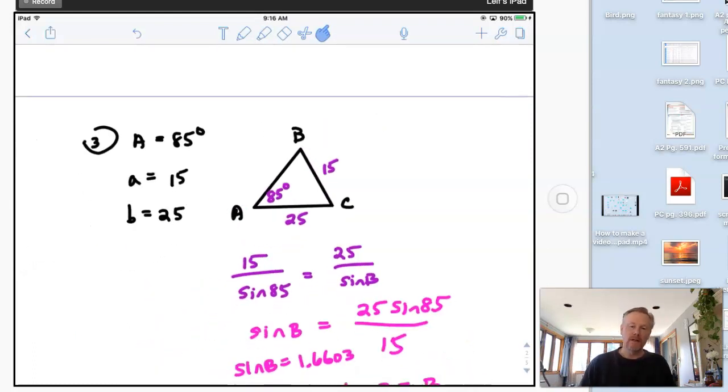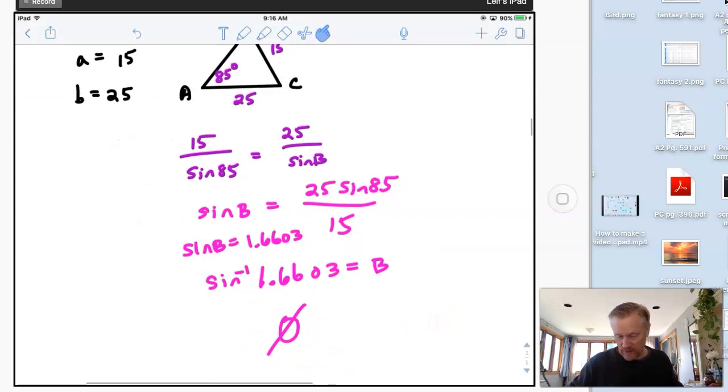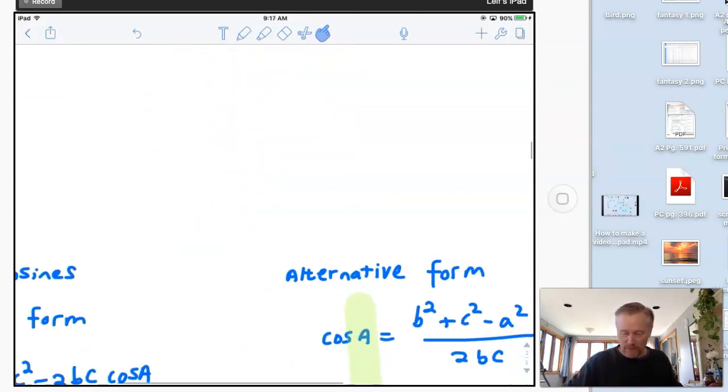Like I said, it doesn't come up that often, but once in a while you do see it. So if you get one of those, don't think that you messed up. You might want to take another look to make sure you didn't, but that's the answer. There's no triangle, no solution. All right, so that was that.